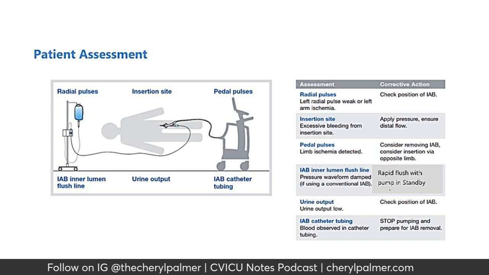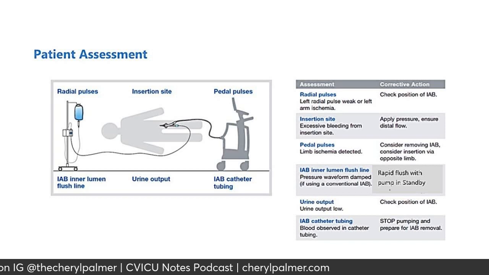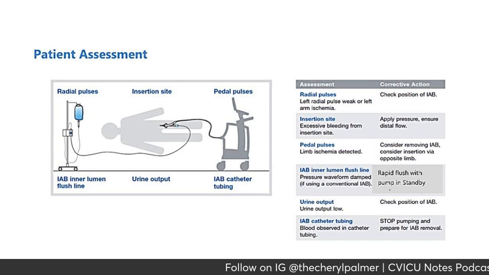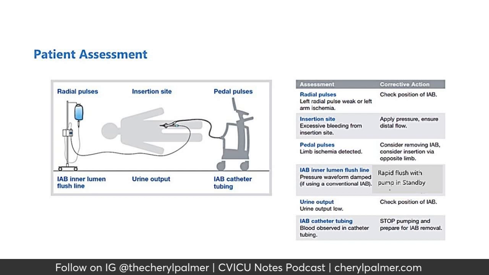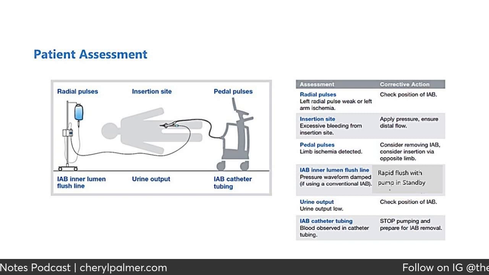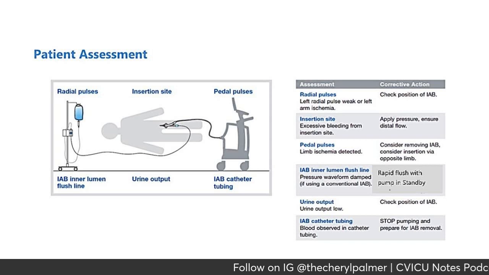whether it's weak, or check for left arm ischemia. The corrective action is to check the position of the balloon pump, make sure it's in the right position, and you will probably get an order for a chest x-ray to determine that. Insertion site: excessive bleeding from the insertion site. Apply pressure, ensure distal flow.